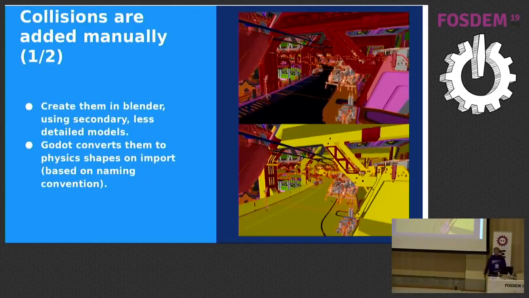Collisions are added manually also in here. For example, we have something in Godot. You just add -col to the name of the object. When imported to the engine, a collision will be generated for it. So Godot converts it to physics shapes. You can do just -col, so the collision has the same shape as the object you modeled.